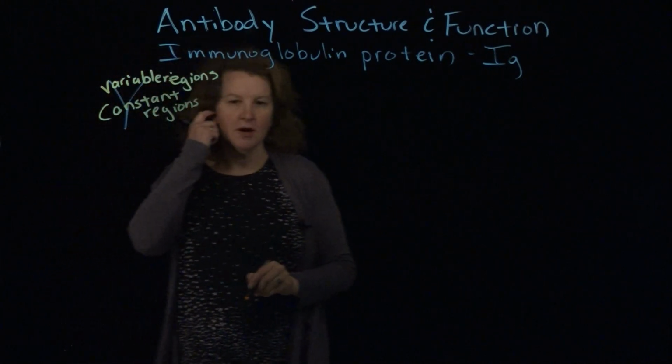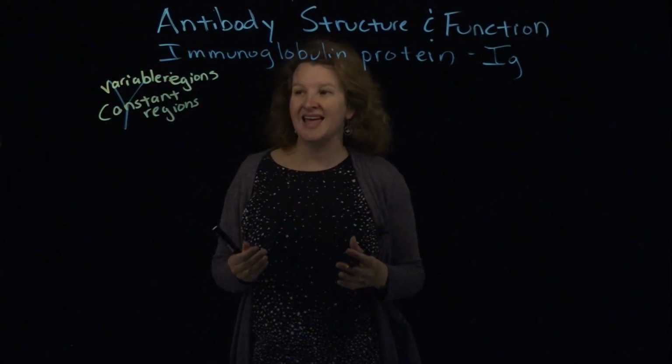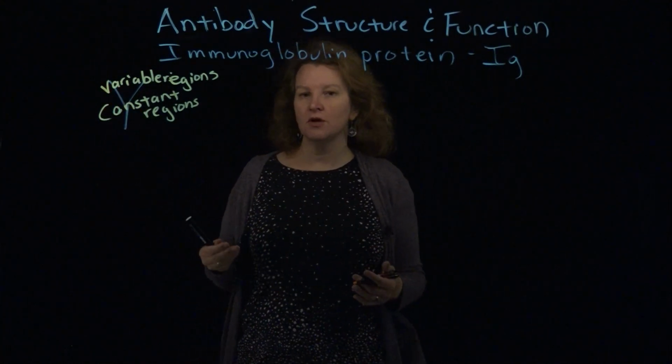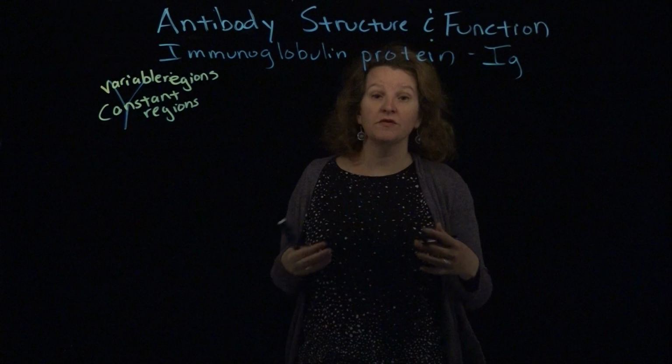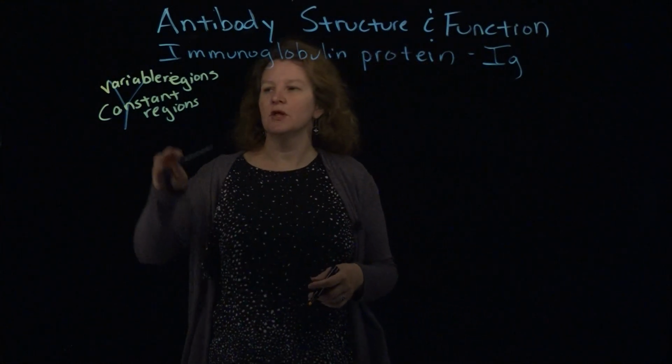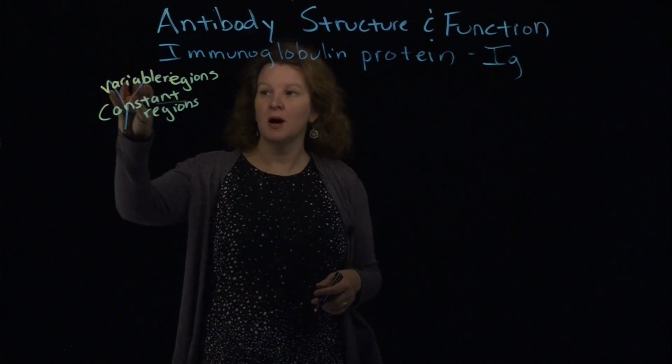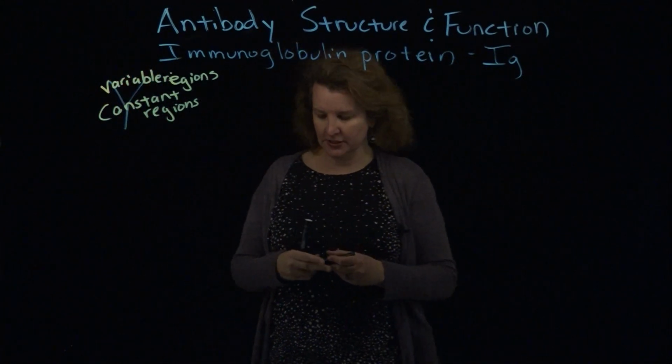So because we know antibodies are specific to specific antigens or specific epitopes, it's that V region, that variable region, that's where all the differences will be, so that when the antigen comes in, it'll be specific for whatever that binding site is on that V region that's there.